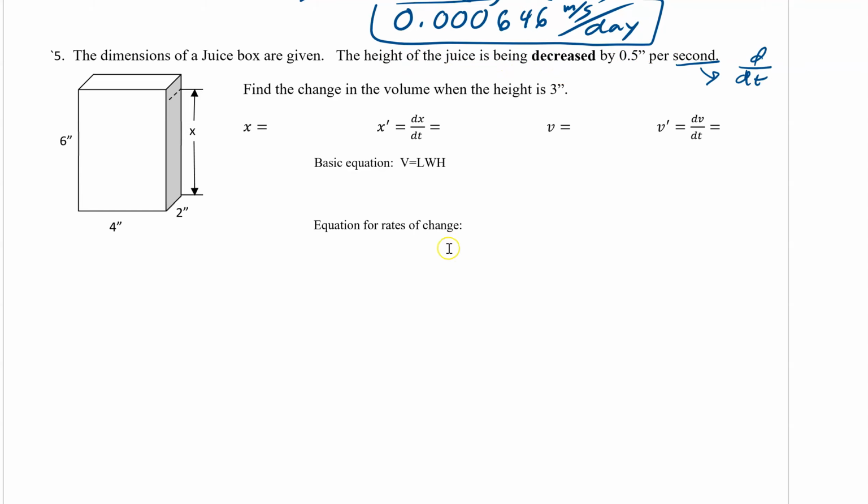What we need now is a formula. So it says find the change in volume. Well, if we want to find the change in volume, we need a formula for volume. So that's where we want to start, finding that basic equation. It's all been labeled for us here. And so we have our length, our width, and our height. And I know you want to use 6 for the height, but 6 is not fixed. See, 4 is a fixed value, 2 is a fixed value, the height is not. And let me show you why.